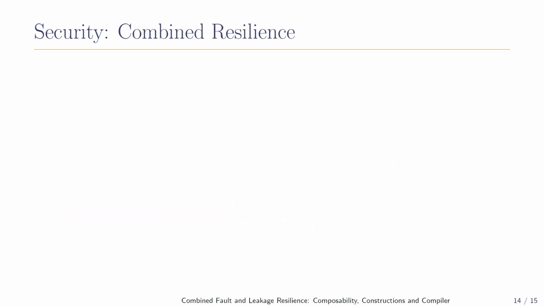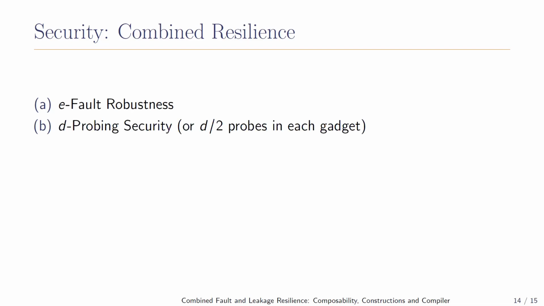And for the combined resilience, we had this e-fault robustness I showed you before. Then we prove this d-probing security, which we just do as in the classical masking of circuits. And then we show this fault invariance that allows us to lift the fault resilience and leakage resilience to the combined resilience.